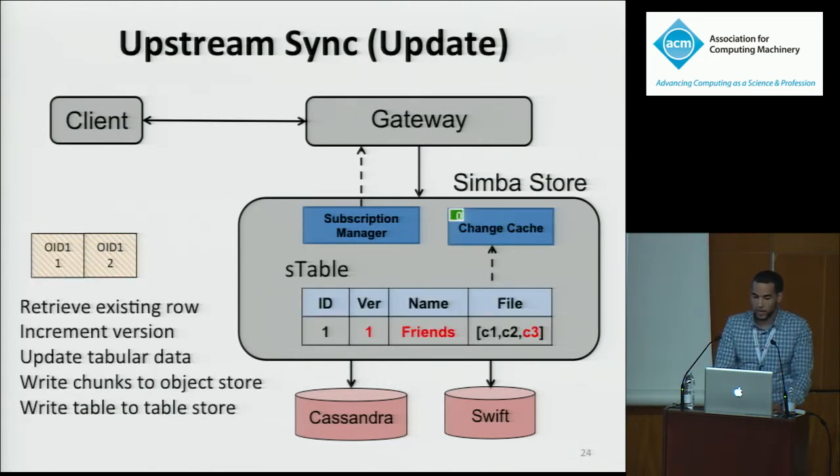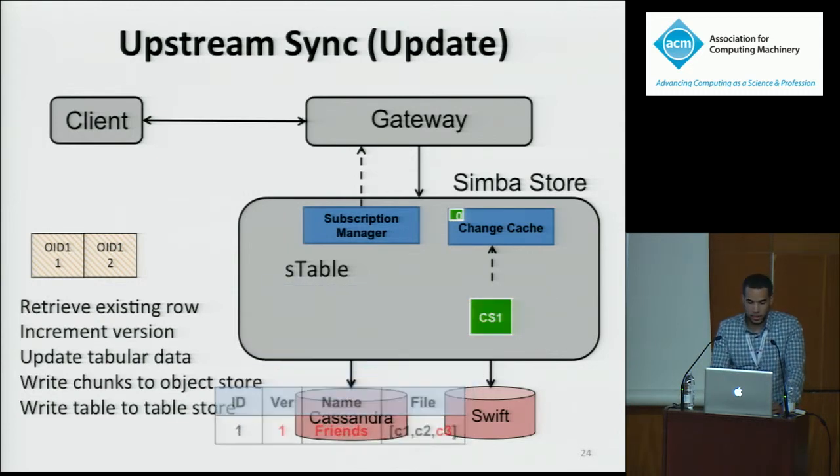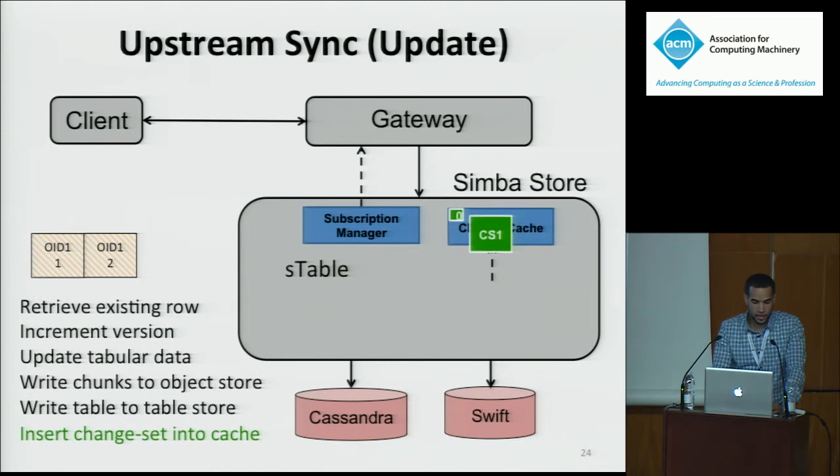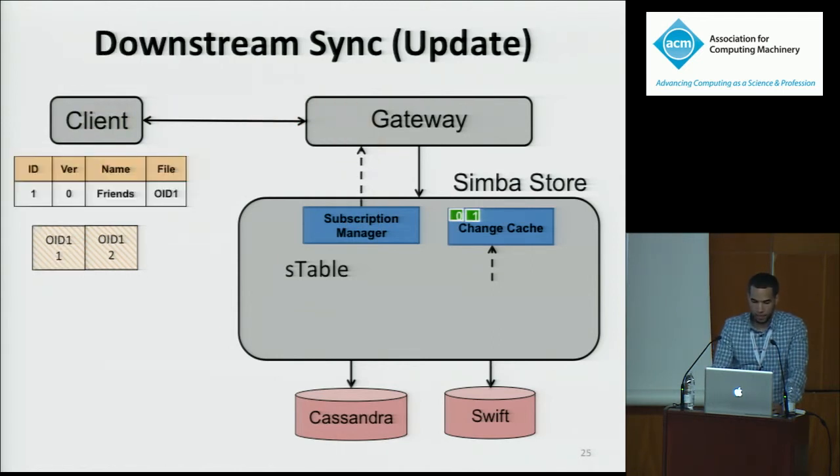For this, we designed what we call a change cache. And I show this in the upper right-hand corner of the Simba store figure. So actually, upstream sync looks more like this. Once all updated chunks have been received, the updated row is ready to be written to the table store. As the row is committed, a change set, which describes which row data and object data has been changed, is generated and then inserted into the change cache. And finally, a notification is dispatched to all subscribed clients.